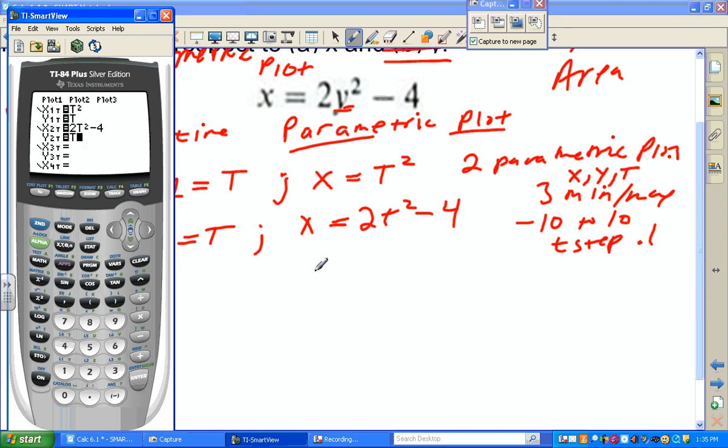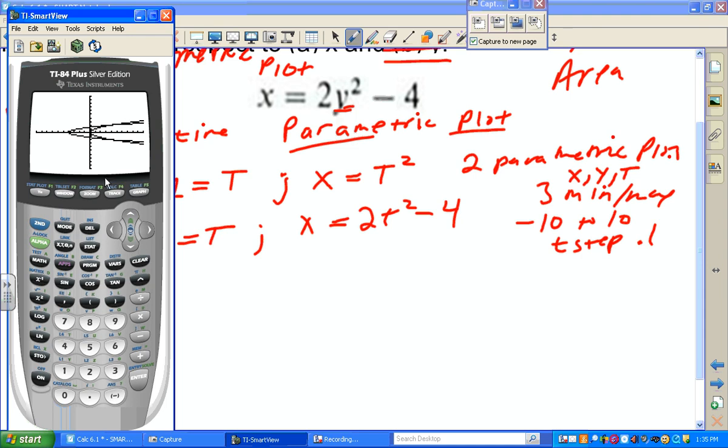As a standard rule of thumb, when you start switching your windows to see things better, it's always best to keep your t's and x's the same. That's always a good rule of thumb. I would keep them all the same, but some people like to go on their own. Graph. See, it looks the same.